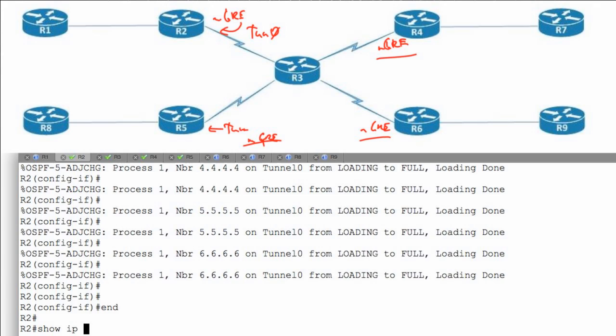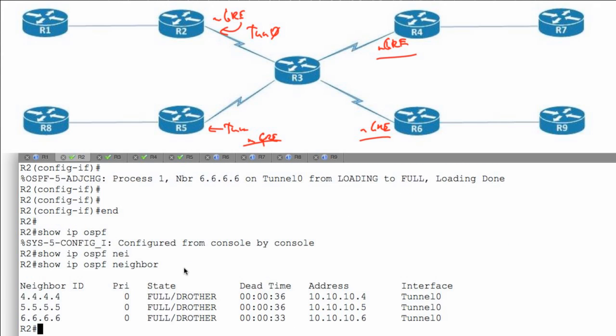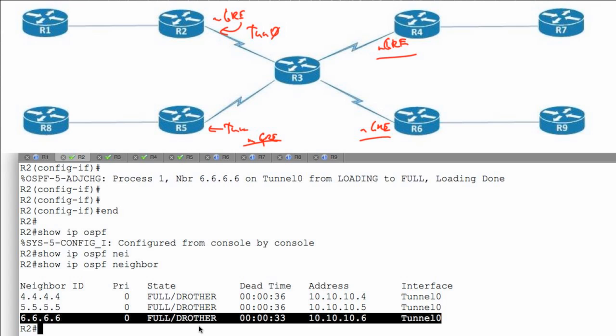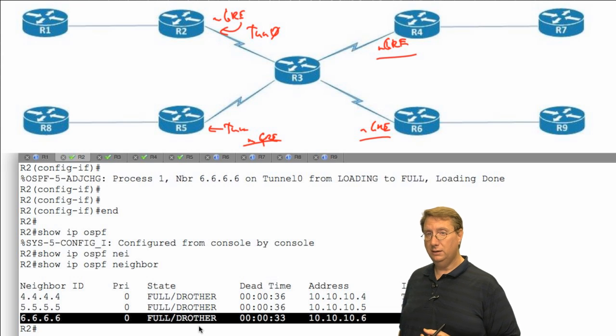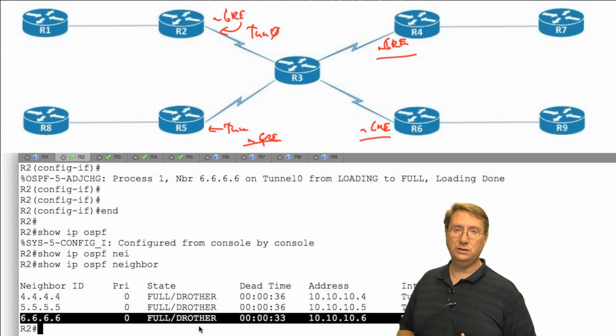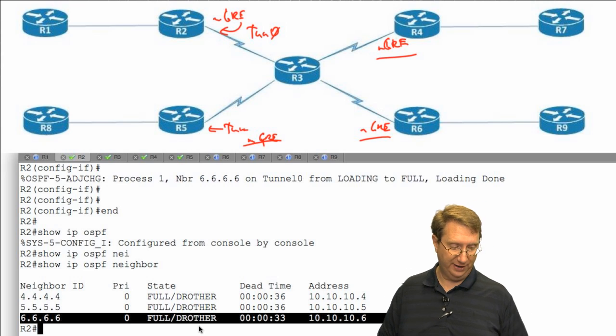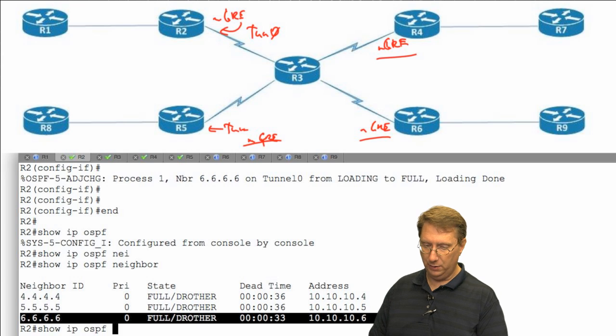End. Show ip ospf neighbors. Notice we're peered. Notice our status is DR Other for any of these devices. Now that means our priority is set to 0, so they're not functioning as DRs or BDRs. The way I can know this for certain is that I can look at my interface. So I'm going to type show ip ospf interface for tunnel 0.